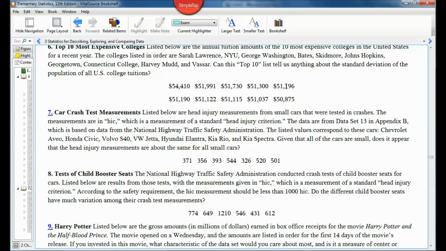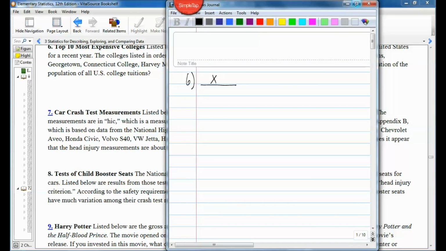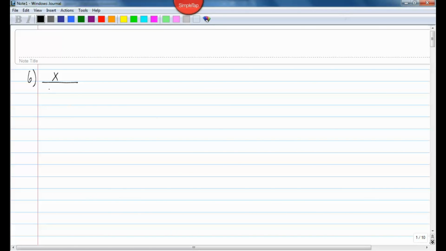That's 10 data items. So I'm going to make a column. I prefer to do this in a table and keep everything as neat as possible if I'm working these out by hand. So I'm going to make a table of all of my x values. These are all these tuitions that are listed. So I'm going to write these down.